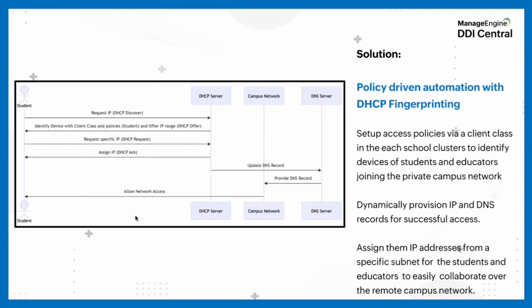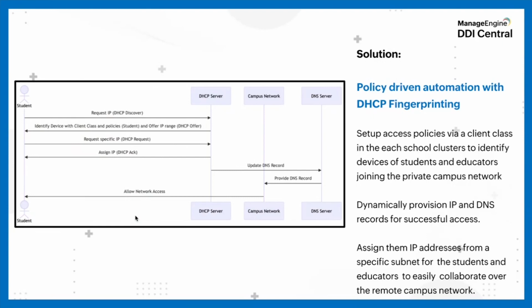Once the VPN connection is established, the student's device sends a DHCP request to obtain an IP address. The DHCP server verifies the device credentials, for example MAC addresses and user credentials, against its client class policies. Upon successful authentication, the DHCP server assigns an IP address from a predefined pool and then the relevant DNS record, enabling the device to communicate on the school's remote network.